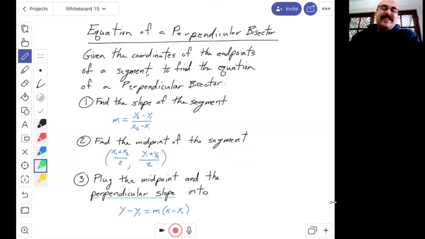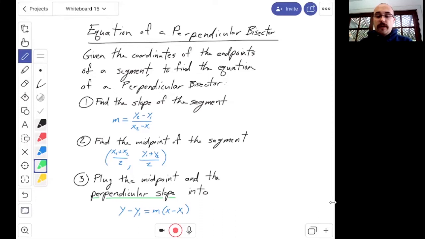Hello, students. Mr. Gray here to teach you about how to find the equation of a perpendicular bisector when you are given the endpoints of a segment. I'm going to dive right into this. You can see here I've created a three-step process for what I think is the most efficient way to solve a problem like this, where you are given the endpoints of a segment and asked to find the equation of the perpendicular bisector for that segment.